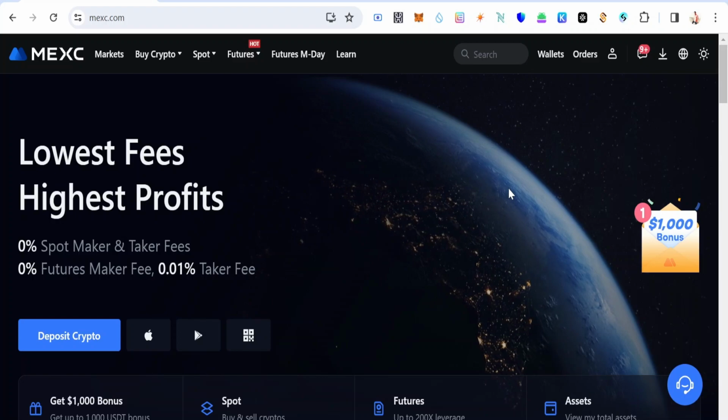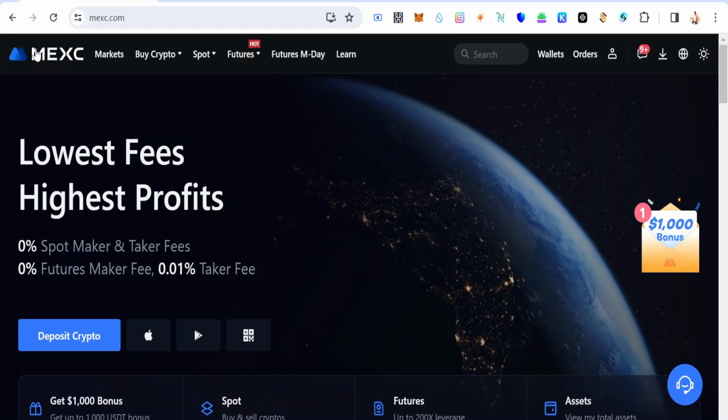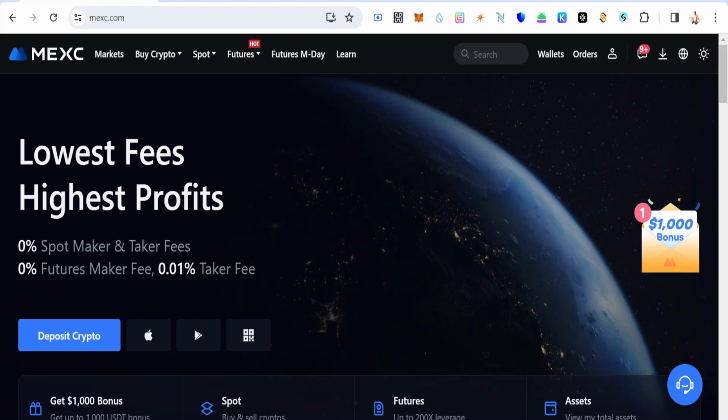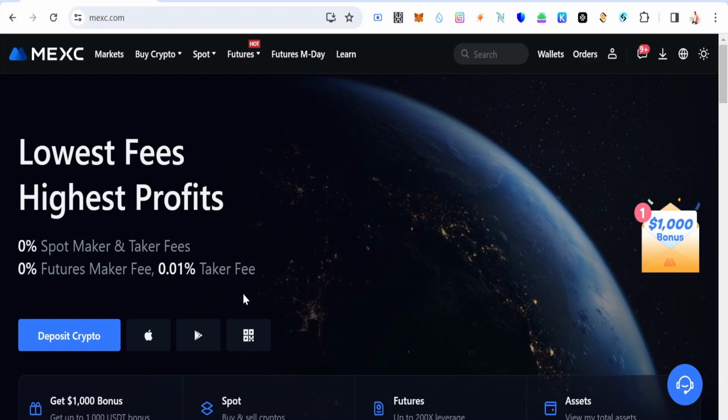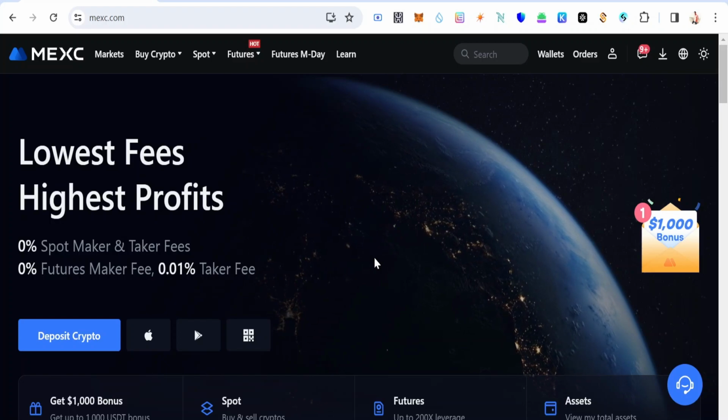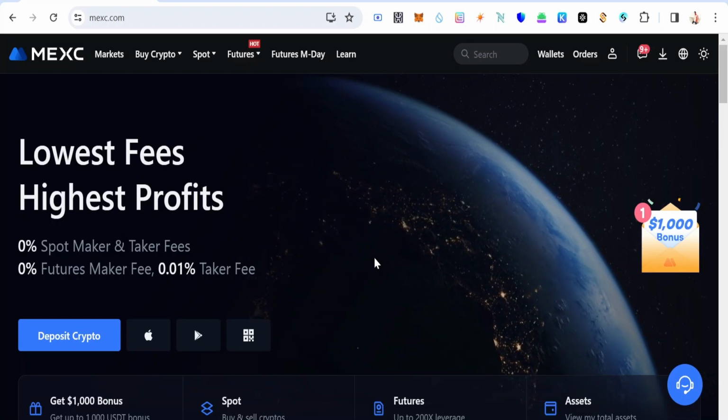Now the best platform to trade futures is Mexc Global because it has the lowest possible buying and selling fees. If we talk about the futures maker fee, it's 0%, and the taker fee is only 0.01%.